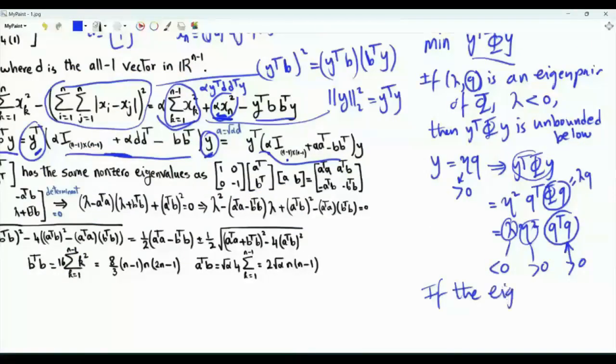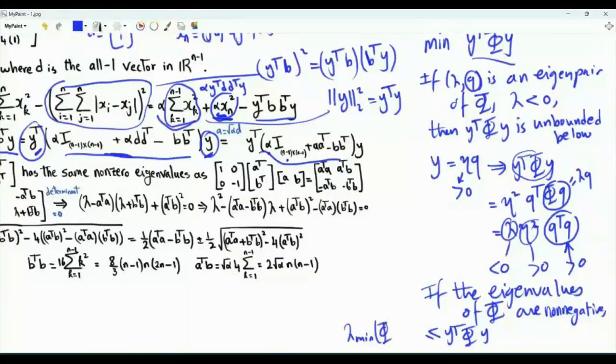If all the eigenvalues of phi are non-negative, we have the inequality that y transpose phi y is greater than or equal to lambda min of phi times y transpose y. Now lambda min is greater than or equal to 0. In this case, this will be a lower bound on the quadratic form. We can make this lower bound equal to 0 if y is equal to the all 0 vector.